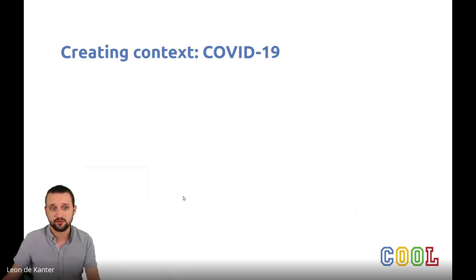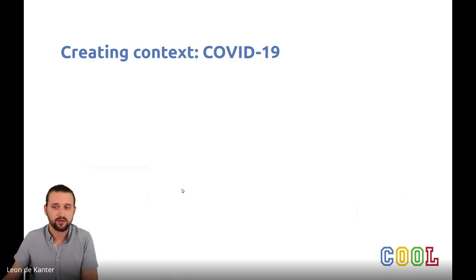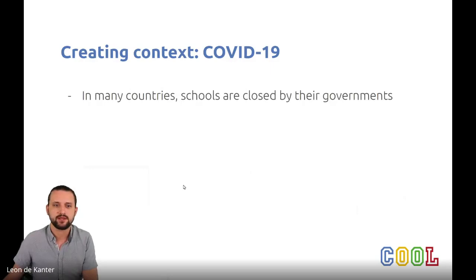So to set the premise of why we started this webinar series in the first place, of course, there is COVID-19, and despite the fact that a lot of people are getting their vaccines and in a lot of places in the world, things are looking up, we found that in many countries, schools were closed down by governments due to lockdowns and trying to prevent the spread of the virus.